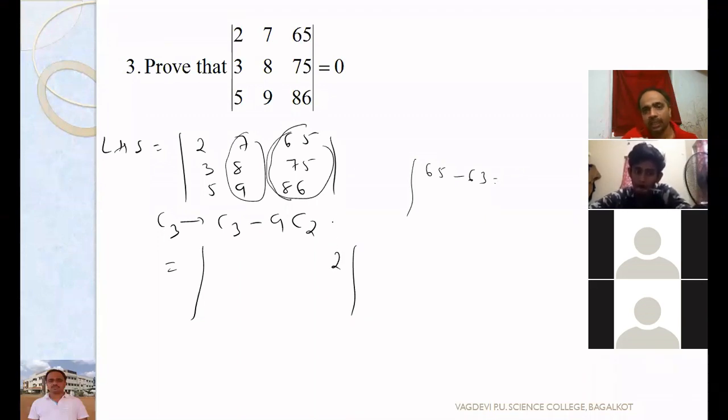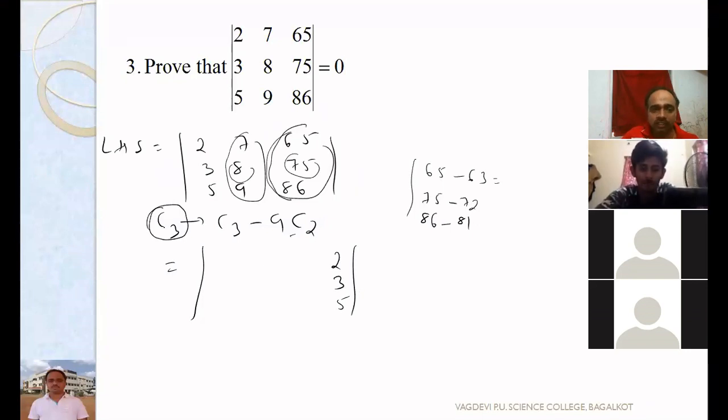2. Correct. Next is 75. Corresponding element is 8. So 75 minus 9 into 8. 9 into 8 is 72. What is 75 minus 72? This is 3. Very good. And the last number is 86. If you cannot do it in your mind, you can draw a margin and do some rough work. 86 minus 9 into 9. 9 into 9 is 81. 86 minus 81 is 5. Fine.